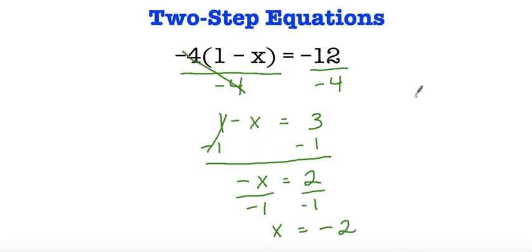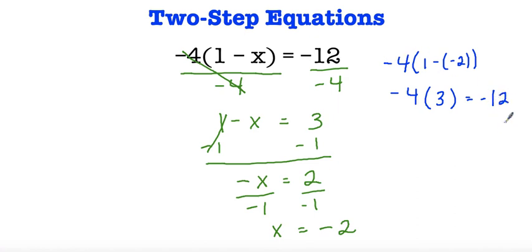And if we want to go back and check our work, all we would have to do is substitute. So negative 4 times 1 minus negative 2. Remember, this is the same thing as 1 plus 2, so that's 3. And then we have negative 4 times 3, which a negative times a positive is equal to a negative, and 4 times 3 is equal to 12. And so that's exactly what we have in our equation, making this true. And that's it. So x is equal to negative 2.